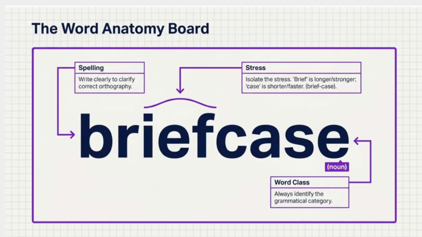The word anatomy board. After drilling, we move to writing. This stage establishes the written form of the target language. Boarding the word highlights 3 important aspects: spelling, stress, and word class. First, we write the word clearly. For example, briefcase. Then we make the stress clear. In briefcase, the first part receives the strongest stress. Brief, case. The word class should also be identified.